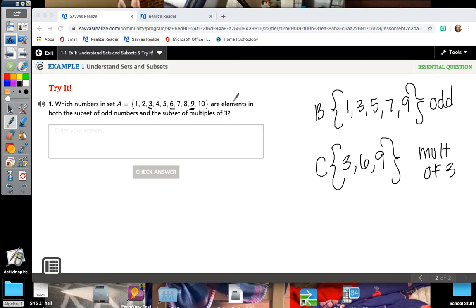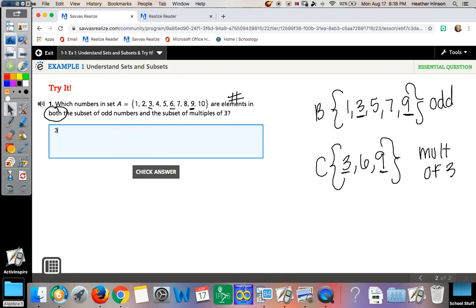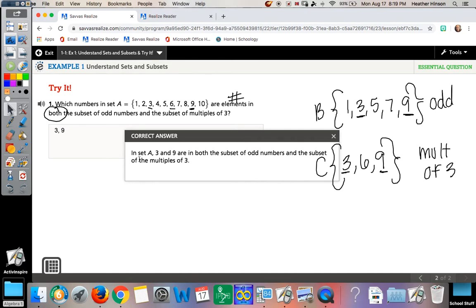So then which numbers are in both? Do they have a 1 in common, a 3 in common? Well, we see 3 right here. Do they have a 5, a 7, a 9? We see our 9s. And then that one didn't have a 6. So for this, we're going to have 3 and 9. Then you can check it. So in set A, 3 and 9 are in both the subset of odd numbers and the subset of multiples of 3. So we did it.